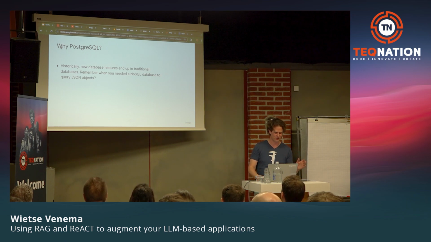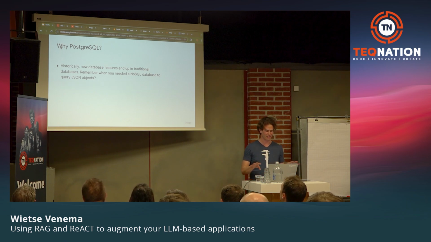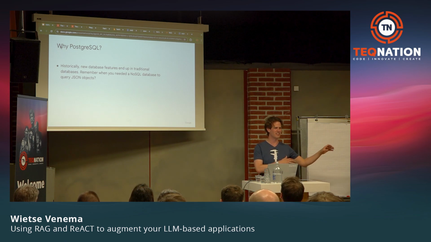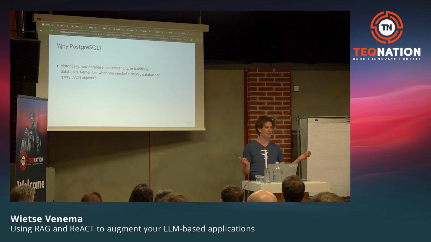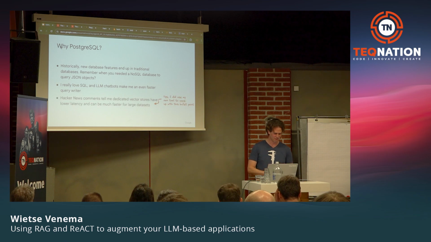So why Postgres? Well, the real reason is bullet point 2, because I really love SQL, and LLM chatbots make me an even faster query writer. But historically, all the new data features end up in traditional databases anyway, right? So if you're at an enterprise and you're deciding on, should we start running, I don't know, Mongo? This was a few years back when NoSQL was a thing. Remember when in a relational database you couldn't query over JSON objects? Well, you can today. So I think long-term, it's a good bet to choose Postgres. But hey, the real reason is that I really like writing SQL.